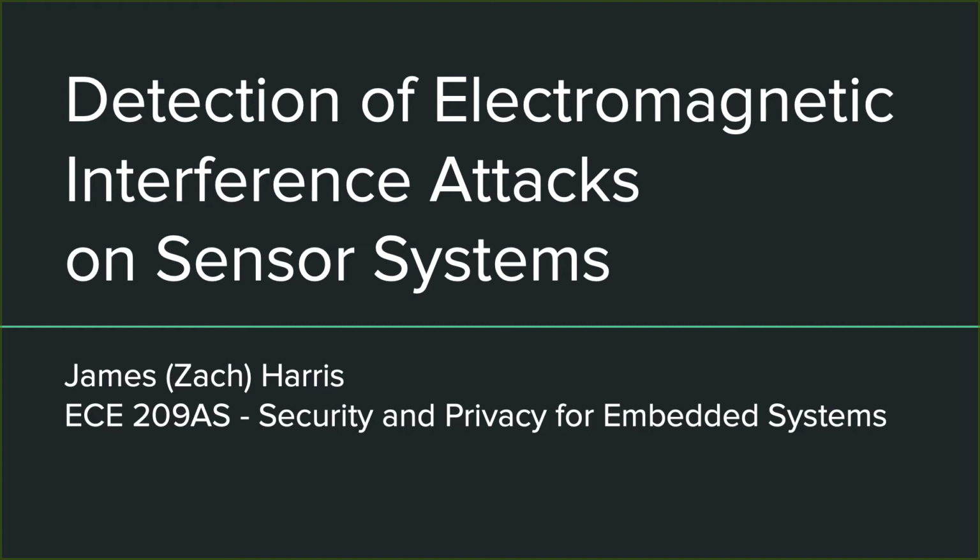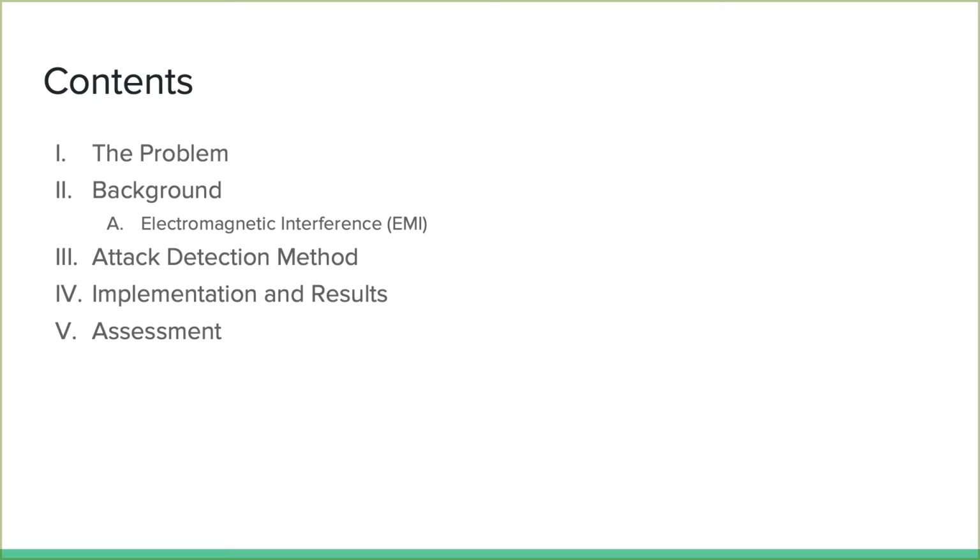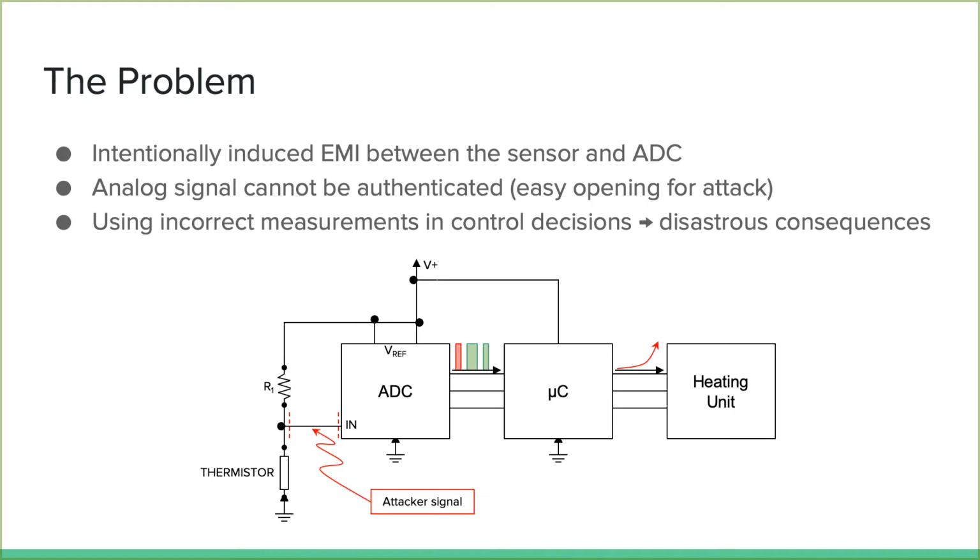Okay, hi everyone. I'm Zach Harris. I'll be doing my presentation on this paper, Detection of Electromagnetic Interference Attacks on Sensor Systems. So I'll first go into the problem that we're facing here, some background definitions. I will introduce their attack detection method and show how robust it is, and then we will implement it and see it in some experiments and show the results, and I will wrap up with some assessments of the paper.